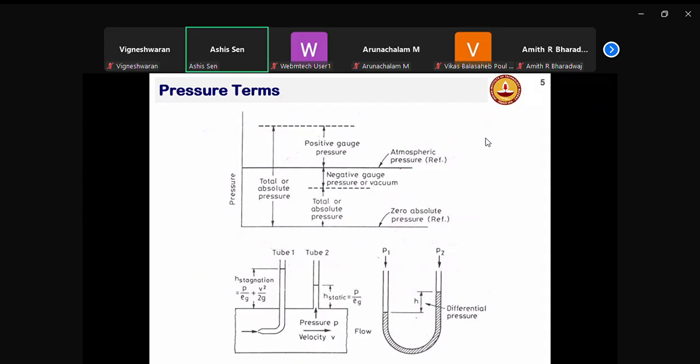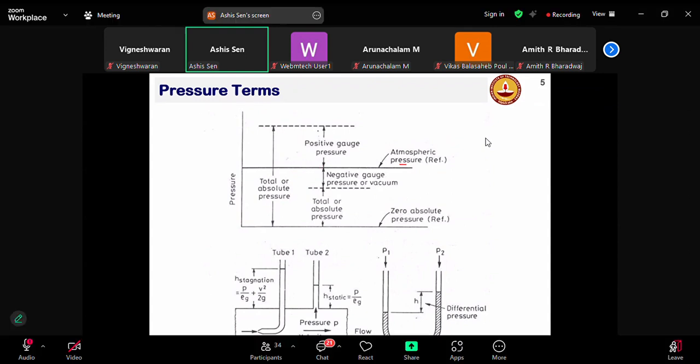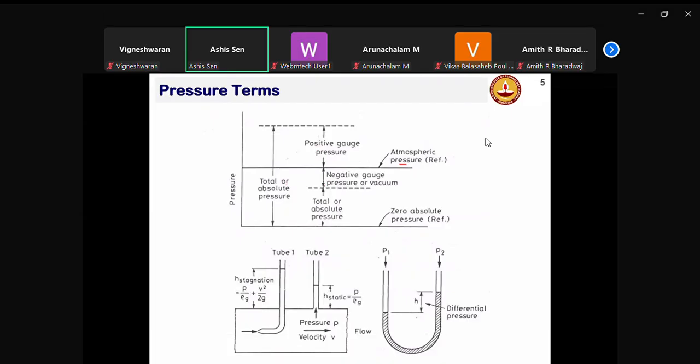Now, this horizontal line represents atmospheric pressure, that is typically 10⁵ Pascal. Any pressure above atmospheric pressure is known as positive gauge pressure, which is the difference between the total or absolute pressure minus the atmospheric pressure. Okay. And any pressure which is below the atmospheric pressure is known as negative gauge pressure, or it is also known as vacuum pressure, right? And in this case, the total or absolute pressure plus the gauge pressure will give you the atmospheric pressure, right?